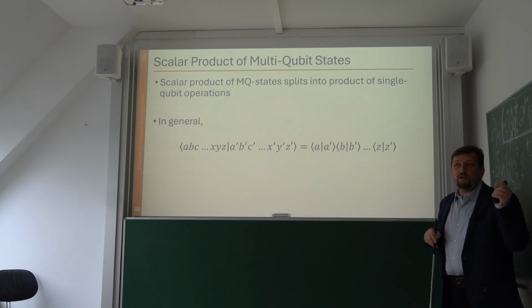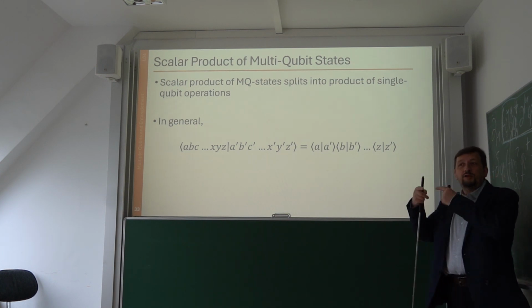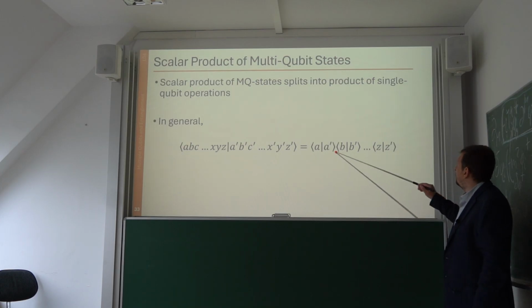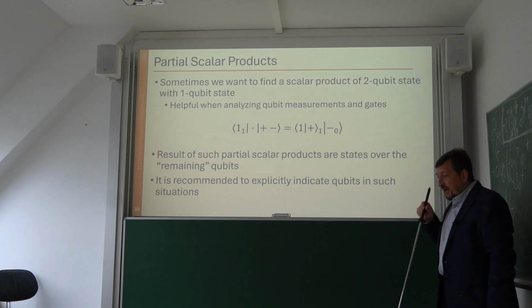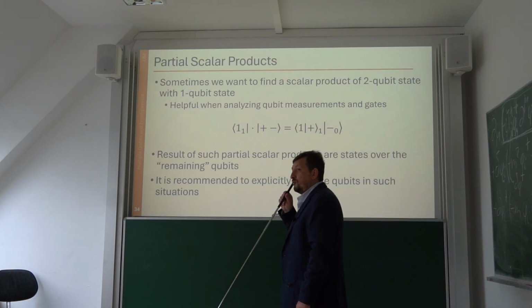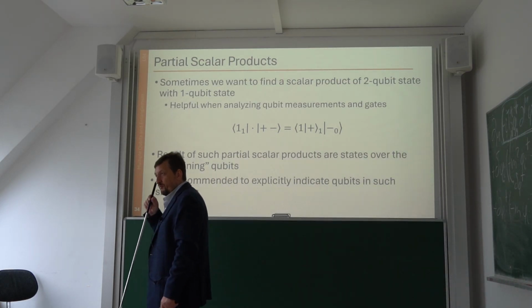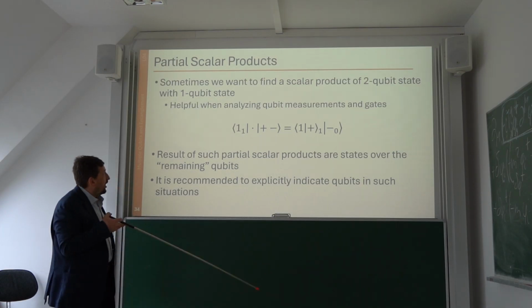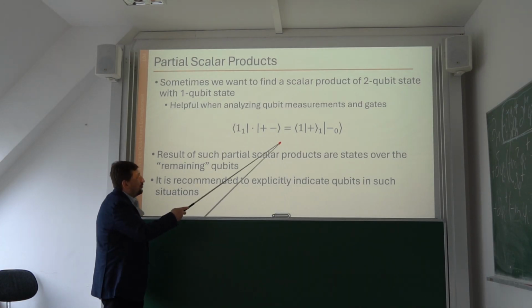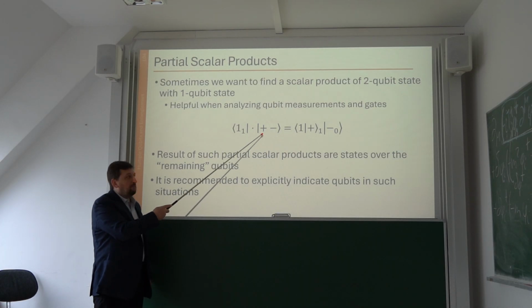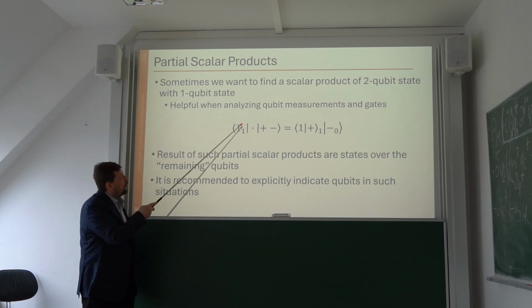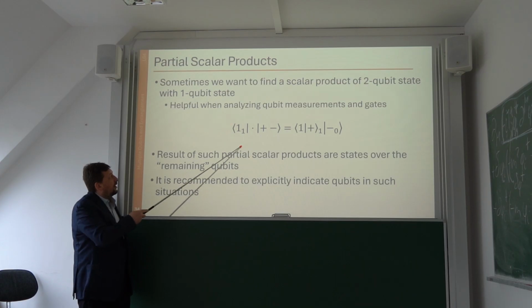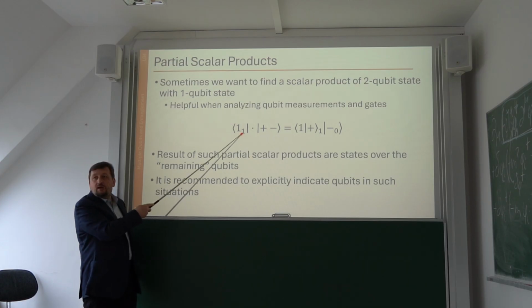The difference with the usual scalar product of vectors, where we add different components, is that here we take the product of them. Very simple. So sometimes we want to find a partial scalar product. What is a partial scalar product? I have here a state of 2 qubits, and I want to find the scalar product of this state of 2 qubits with this bra vector that describes only the state of qubit number 1.